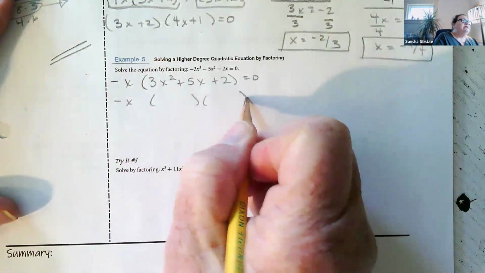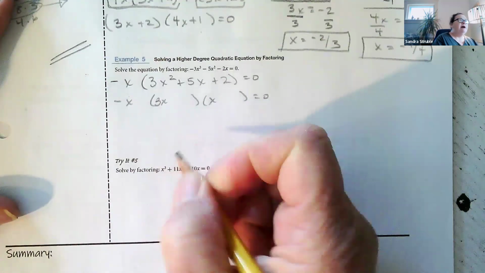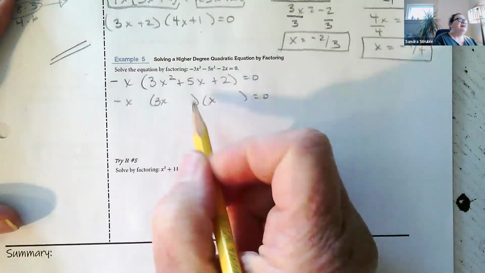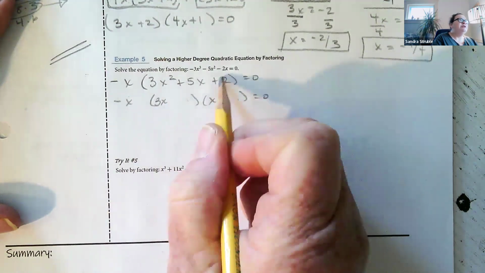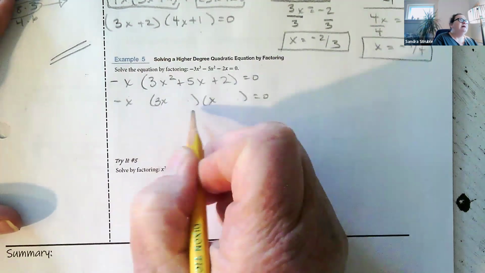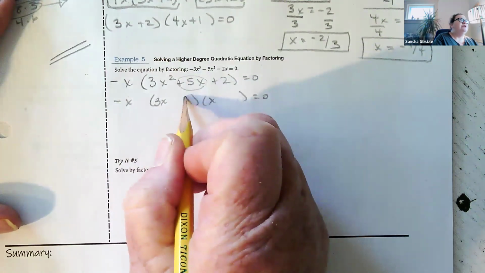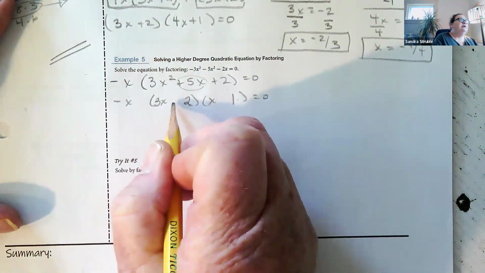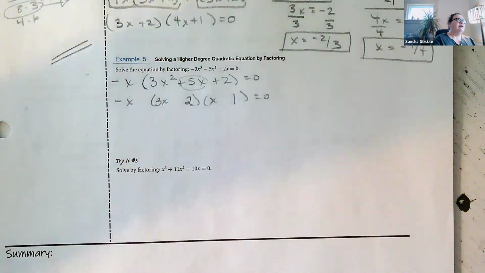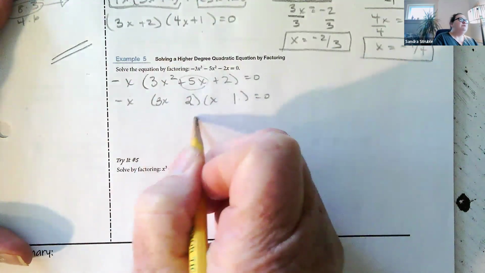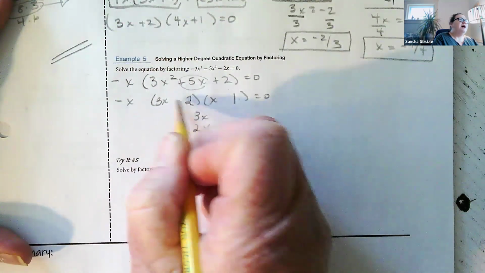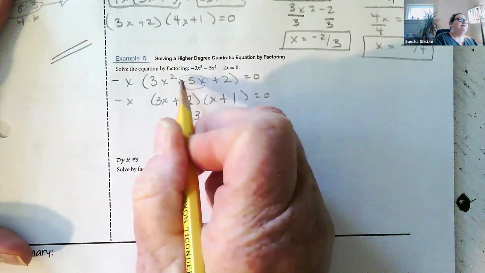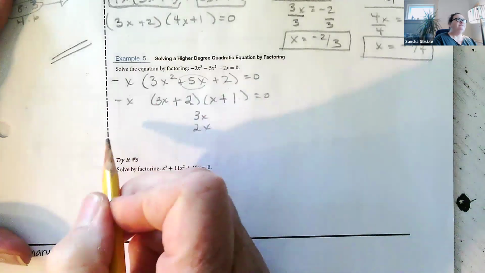I've got 3x and x. You can use grouping should you like to. I'm going to go back with what I like. I could have a 2 here or a 1, because 2 is only made up of 2 times 1. I want my middle term to be a 5. So 2 and 1. To show you my OI, my outer is 3x times 1 is 3x. My inner is 2x. Whenever they're both positive, I get my 5x. Since everything's positive in here, I'm going to leave them as positive.